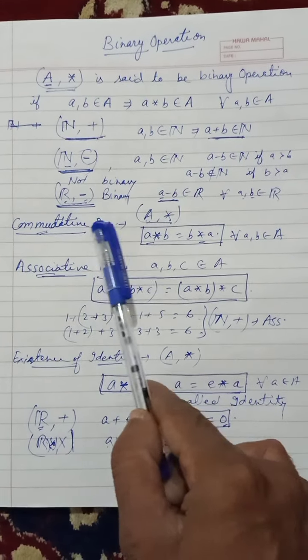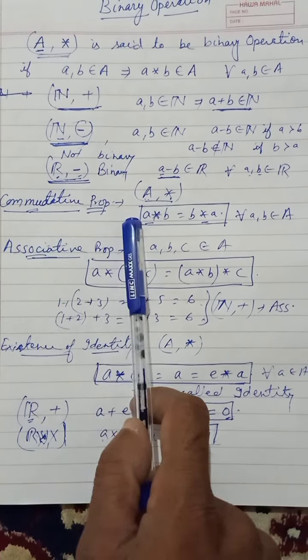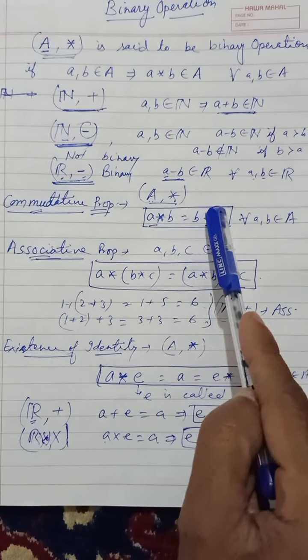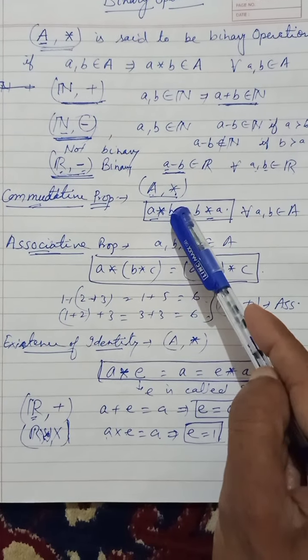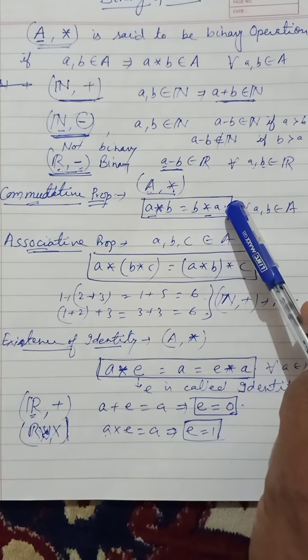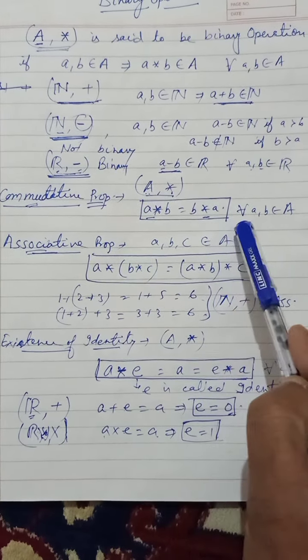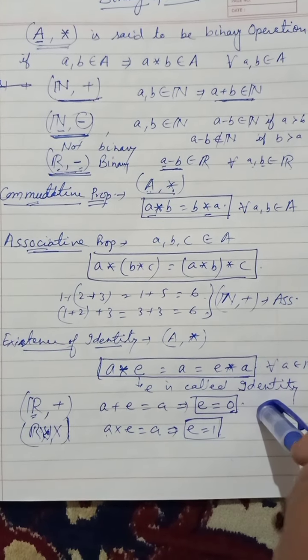property is the commutative property. Okay, which property? Commutative property. So what is the commutative property? If we take any two elements, for all elements a, b belonging to set A, a star b is always equal to b star a. When this is satisfied by the operation, then this property is called the commutative property.